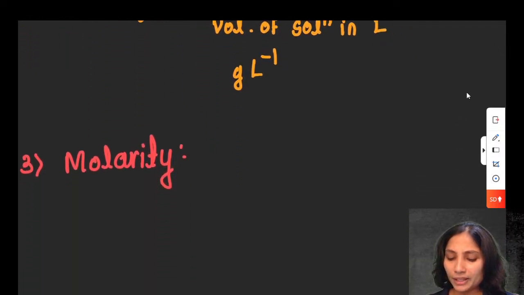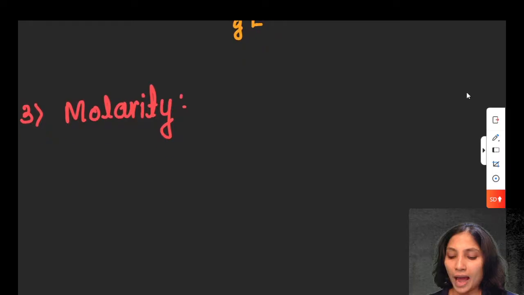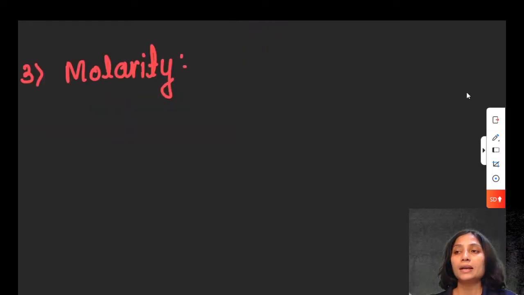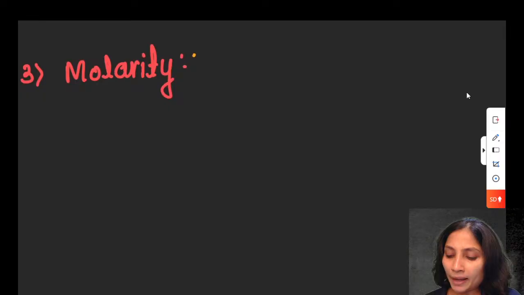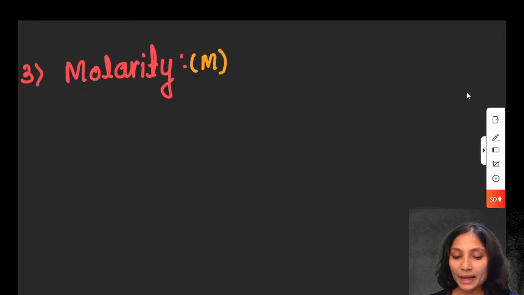Okay, next term is molarity. So what is this molarity? Molarity is represented by capital letter M. This is nothing but the number of moles of solute present in 1 liter solution. What is molarity? Number of moles of solute present in 1 liter solution.